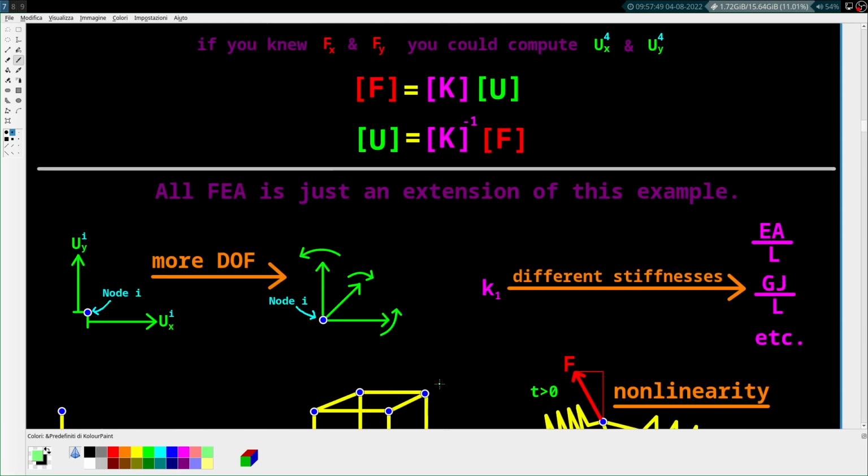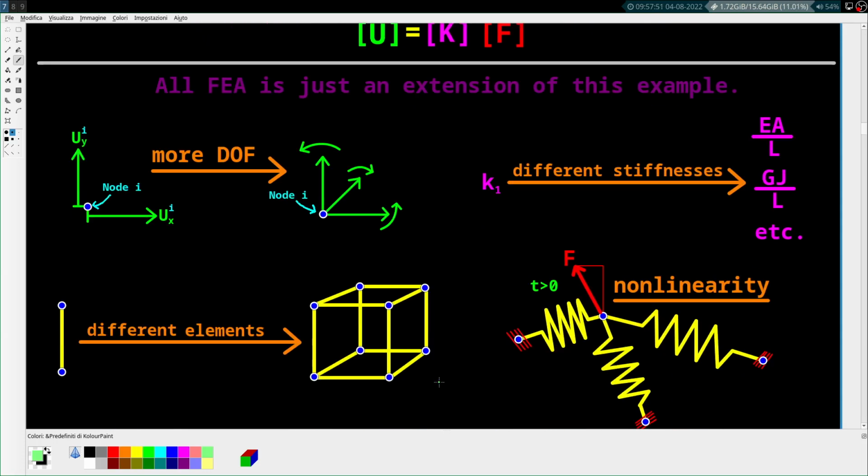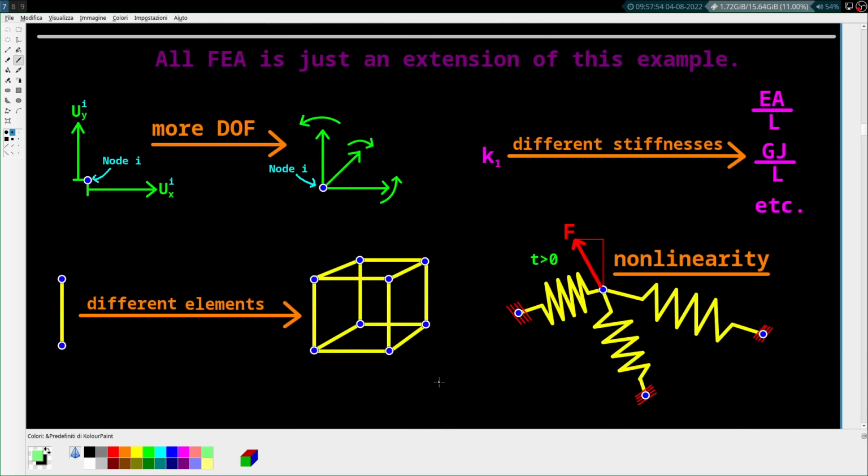Okay, and all of finite elements is just an extension of that example, really. You may have more degrees of freedom per node.